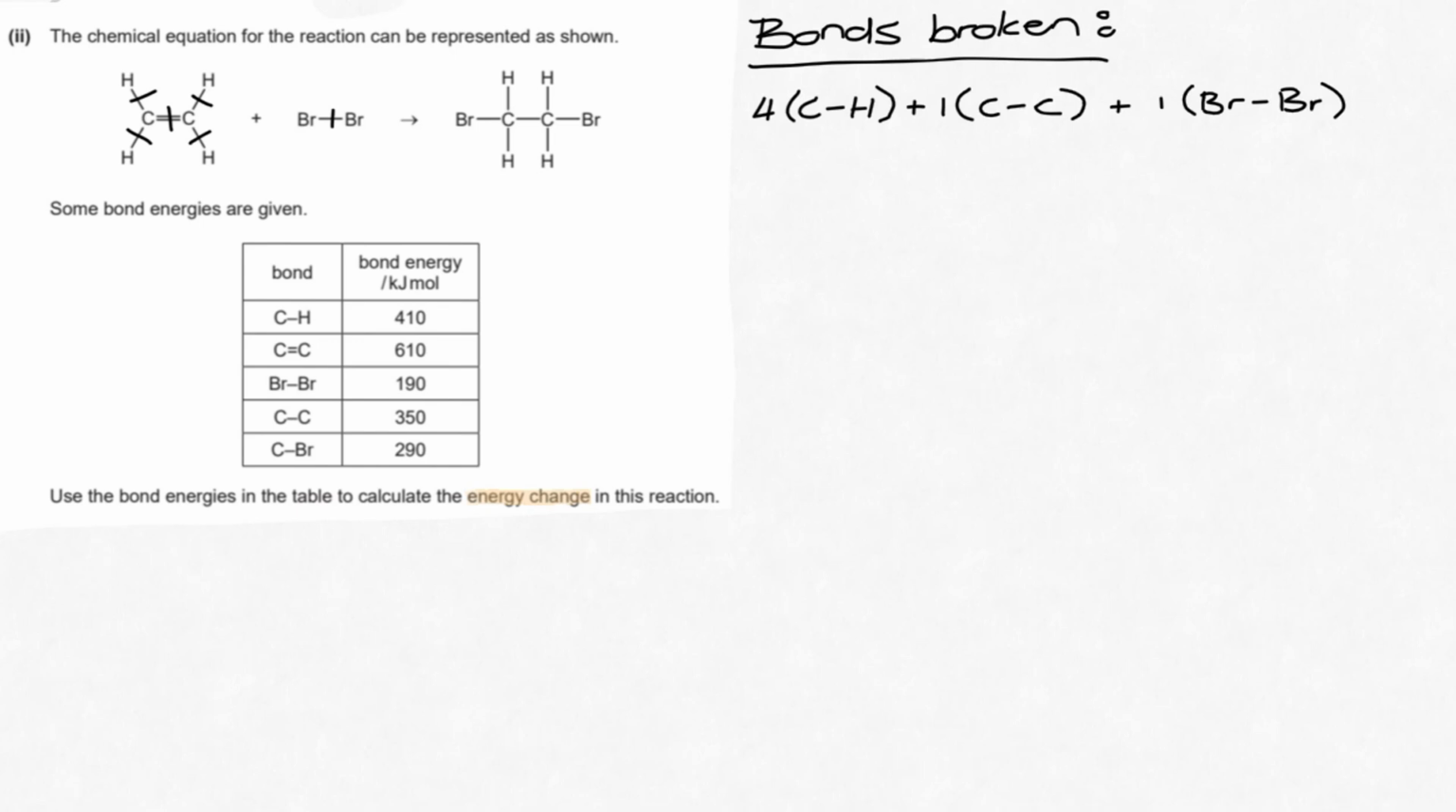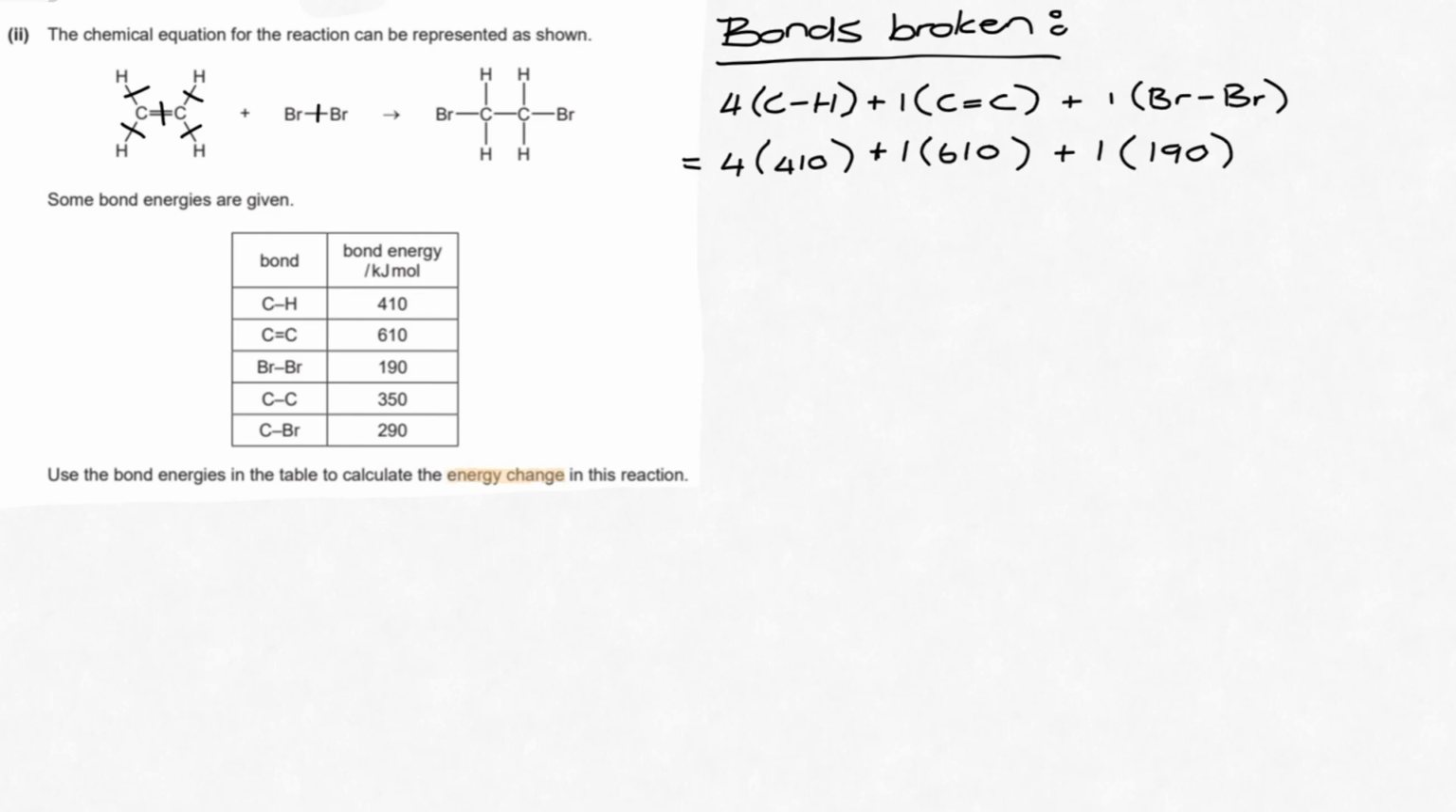So if we go and look at our little table here, a carbon-hydrogen bond is equal to 410 kilojoules per mole. So we're going to say 4 times 410 plus a carbon-carbon double bond will be 610 kilojoules per mole. And lastly, my bromine-bromine bond would be 190 kilojoules per mole. Now, if I add all this up, I'll get a total energy needed to break all of these bonds as 2,440 kilojoules per mole. So this is the amount of energy needed to break all of the bonds.